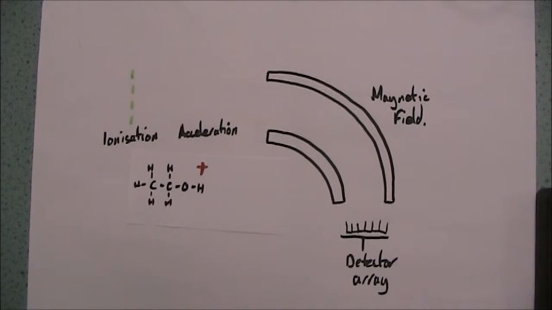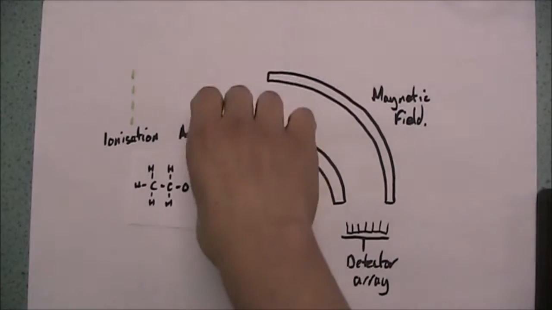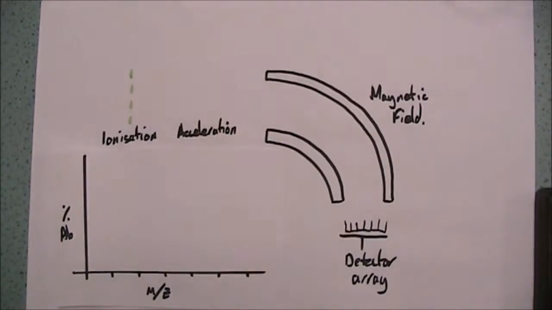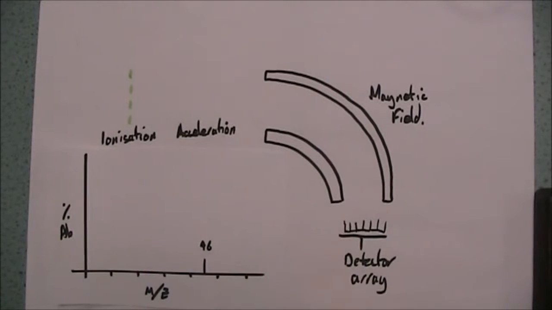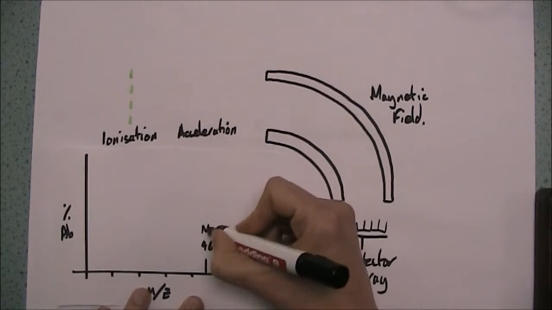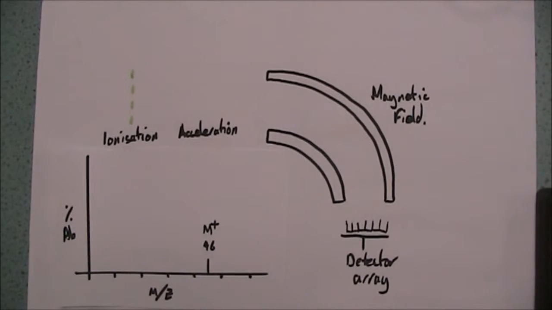Because this is ethanol, we have 2 carbons, 6 hydrogens and an oxygen, we will get a signal at 46 for this ethanol molecule. So 46 is what we call the molecular ion peak, sometimes abbreviated as M+. Okay, and that's 46.